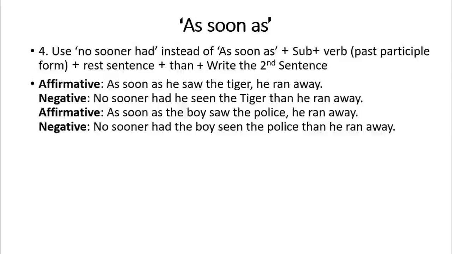So dear boys, here you can see another example. As soon as the boy saw the police, he ran away. Okay? So according to the structure, we have to use no sooner had instead of as soon as. So now we will write down no sooner had, and we all know that if we use no sooner had, then we have to write down the sentence in past perfect tense. So the sentence will be written in past perfect tense. So follow the structure of past perfect tense. No sooner had the boy seen, past participle form of verb, seen the police, then he ran away.